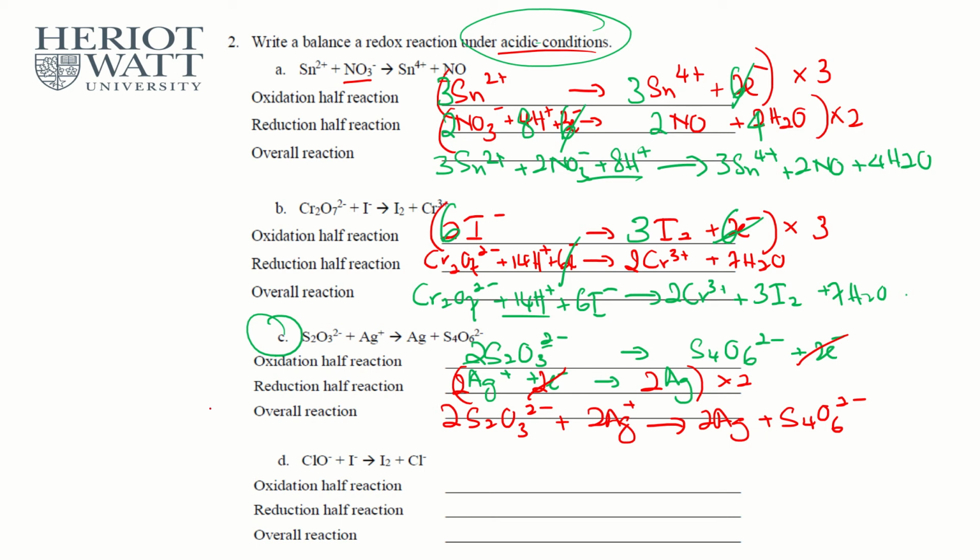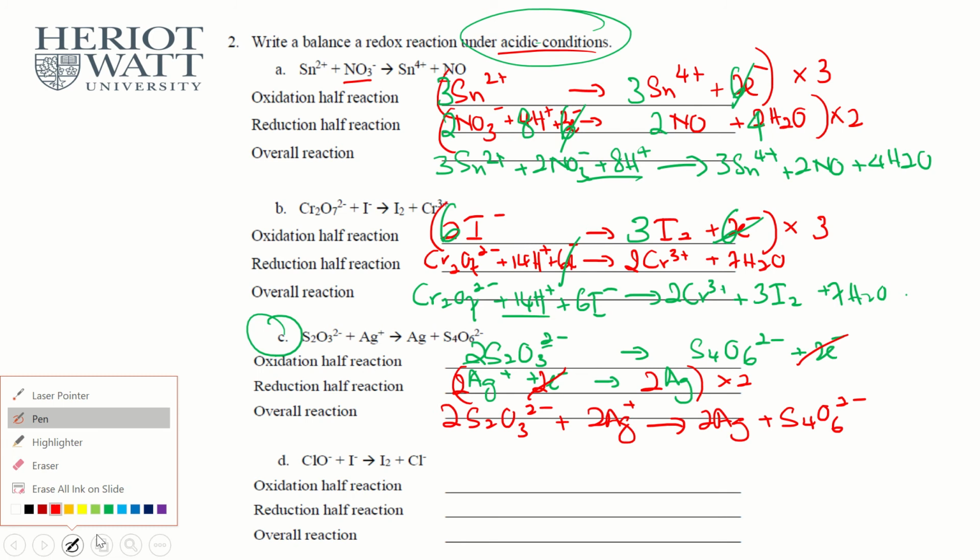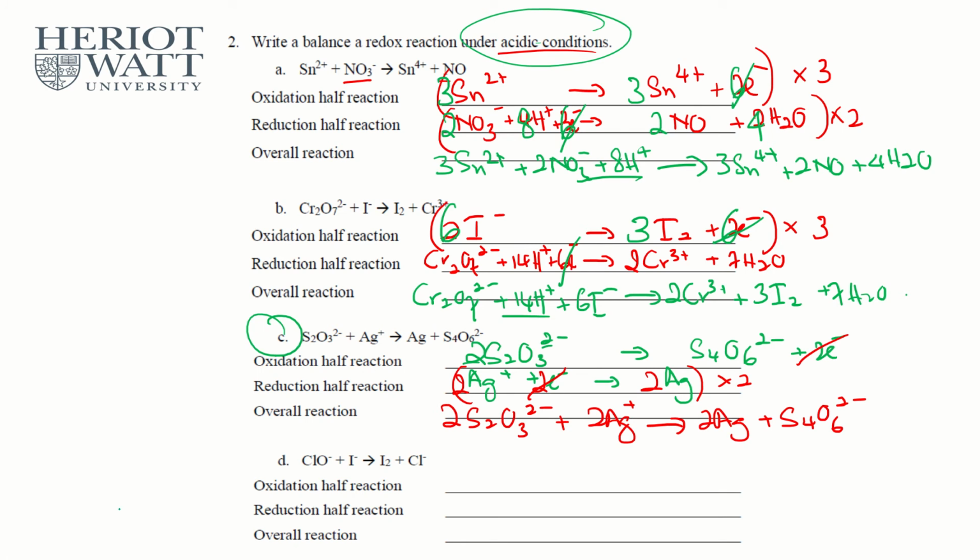All right. And let's start again for part D. Okay. So part D. Again, I see iodine, iodide, I- changes to I2, so it's oxidation.